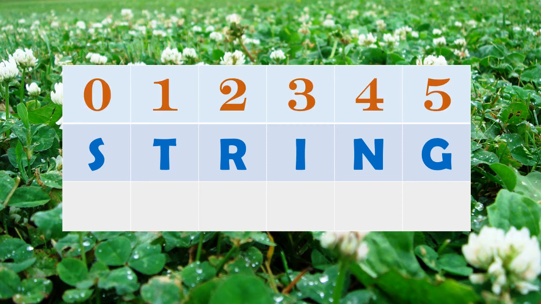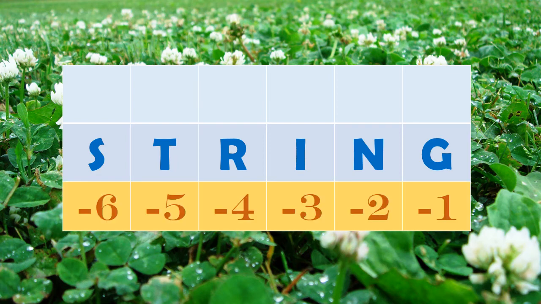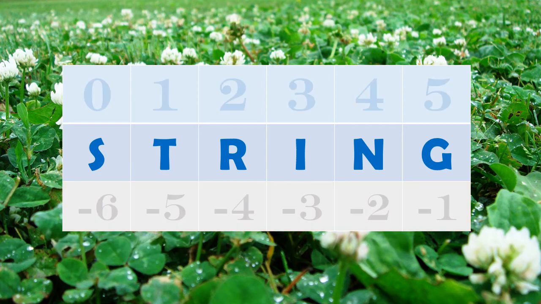So the positive index begins from 0. The negative index begins from -1. The last character in a string has the index -1. So a string supports negative indices also. Negative index begins from -1 from the end. So in Python, a string has both positive and negative indexes.